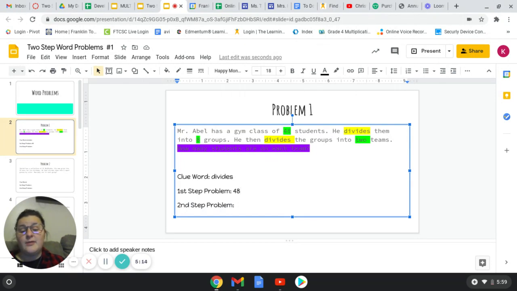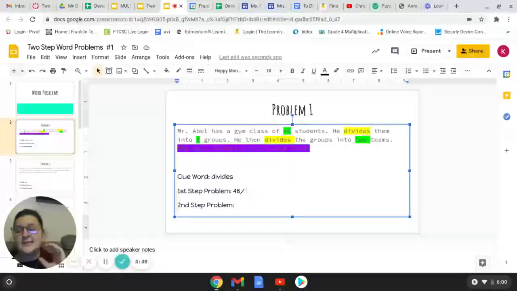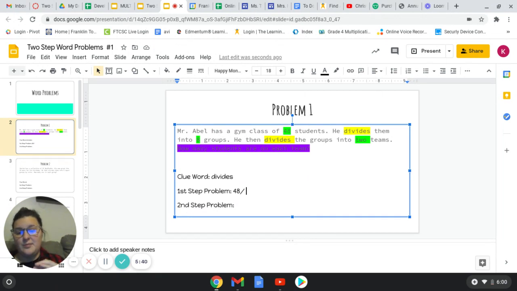And if you remember from a few videos ago, we talked about how there's really no good division symbol to type in. So I'm just going to type in this backslash that you see down here. And now I need to figure out what I need to divide 48 by. So I'm looking for that second number in my problem. Okay, he divides them into 8 groups.